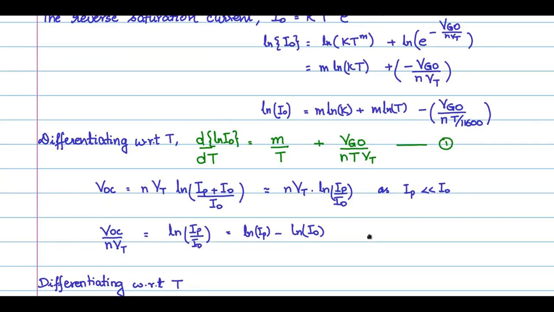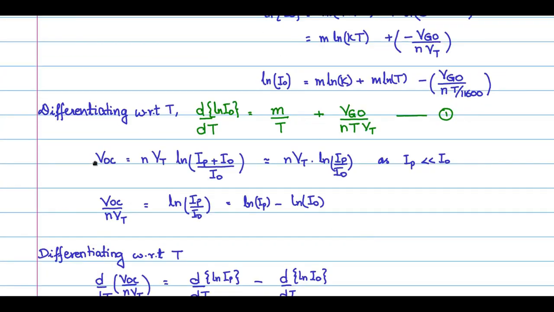Next, come to the VOC relationship. We saw that VOC is equal to nVt log of (IP plus I naught) by I naught, and if we take IP much greater than I naught, you will see that it is equal to nVt log of IP by I naught. And this is the relationship that falls as the next step.